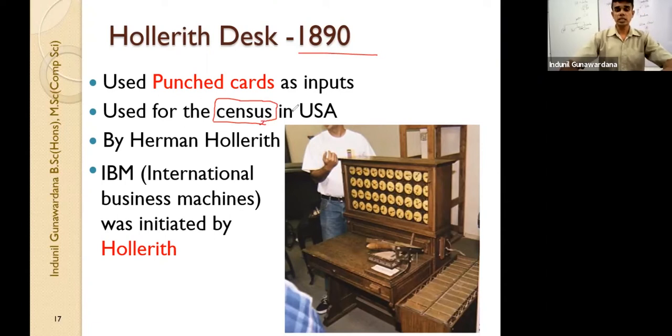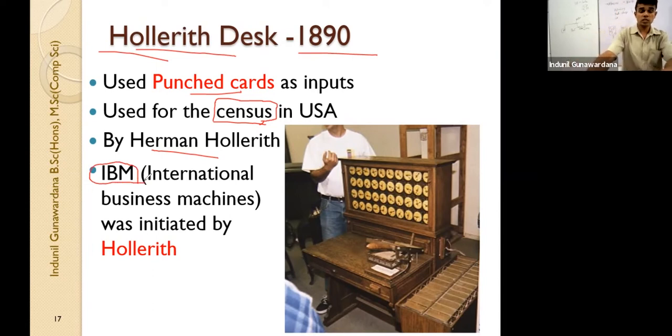To support that census, punch card technologies were used with the help of the machine called the Hollerith disk, which was constructed to support the census in the USA. It was made by Herman Hollerith. He was the inventor, and he was the founder of the IBM company. We know IBM is nowadays a powerful and highly wealthy company. So the Hollerith disk was invented by Herman Hollerith, who is the founder of IBM.